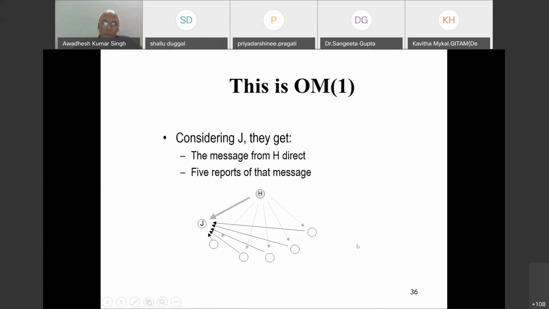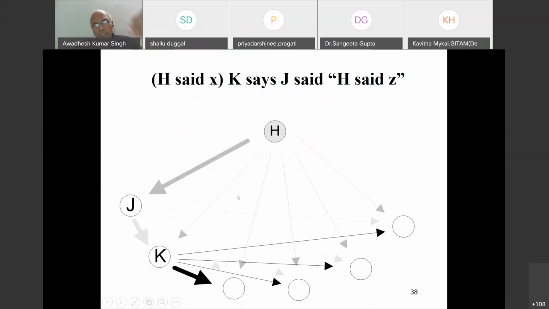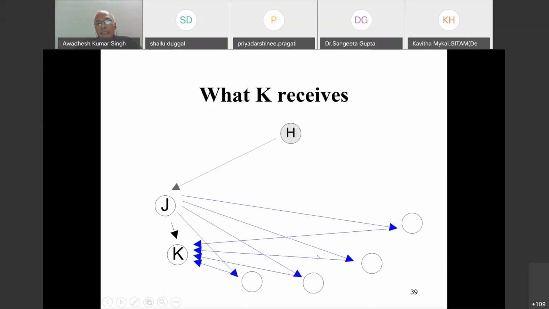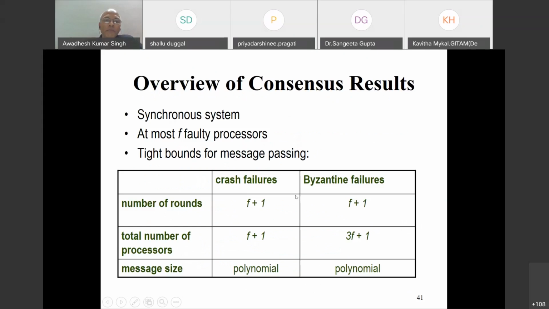So in this way, beyond one direct report, we have four more indirect reports. In order to guarantee that we collect first-hand reports, then second-hand reports, then third-hand reports, and so on, we transfer this information: what H has said, then you get from J what H has said, then you get from K what H has said. By this process, from third-hand information we try to decide the correct second-hand information, and from the second-hand information we try to decide the original message. So in this way, the number of messages is very large.